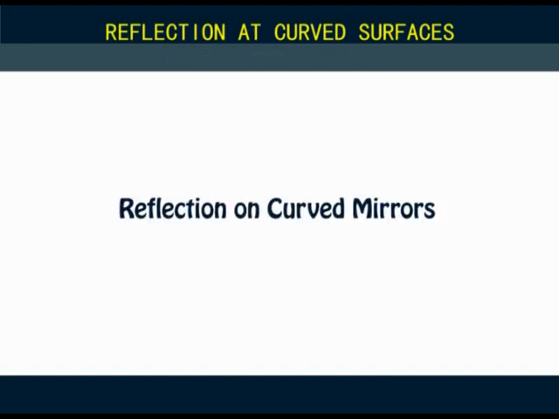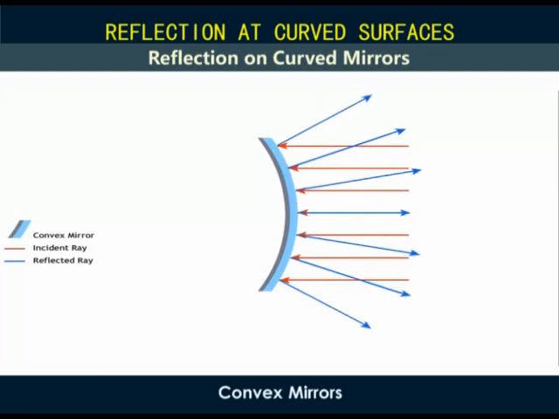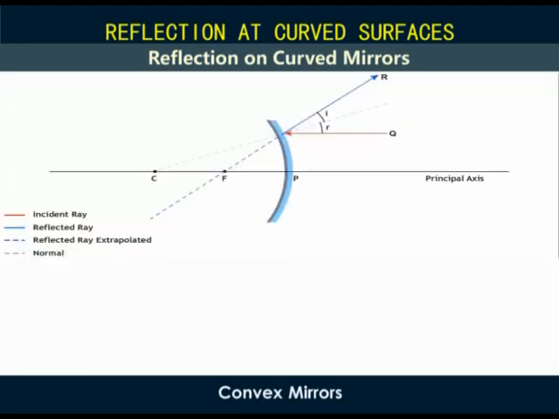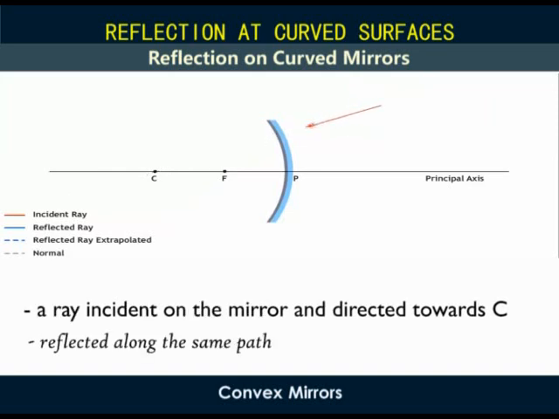So let's now talk about reflection on curved mirrors. We start with convex mirrors. Now, the behavior of light rays reflected from a convex mirror vary based on the angle of incidence on the mirror. In curved mirrors, a normal is a line incident on the mirror directed towards C. In this way, a ray of light incident on the mirror and directed towards C is usually reflected along the same path. In this case, the incident angle is 0.